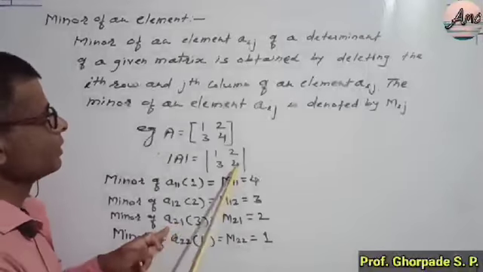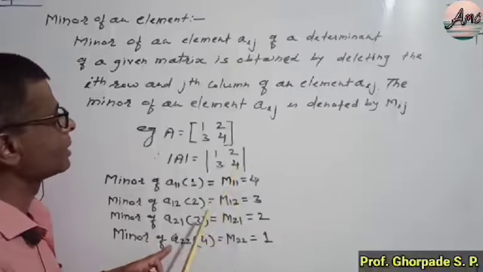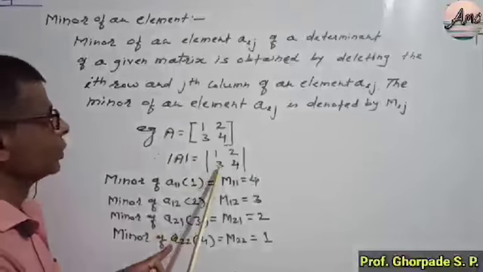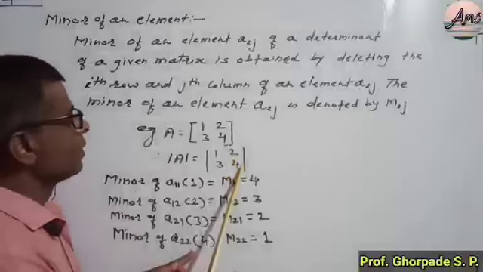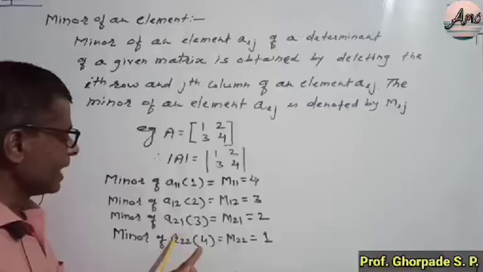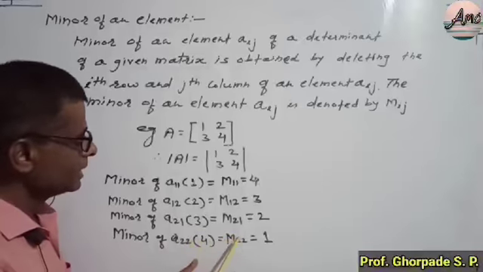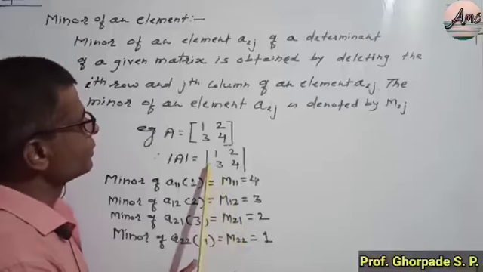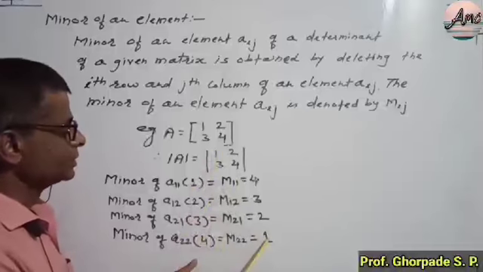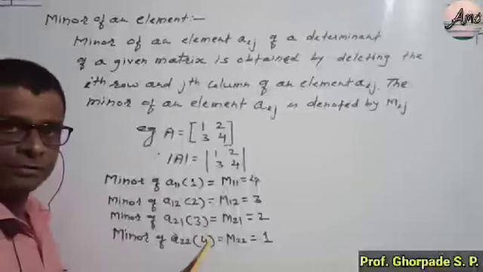Similarly, now we are going to find the minor of this 4. The element 4 is present in what? Second row, second column. So the minor of A22. So A22 is what here? 4. So we are obtaining the minor of this 4, which is denoted by M22, which is obtained by deleting the second row, second column. If you delete second row, second column, what will you get? You will get a 1. So 1 is considered as what? The minor of the element 4.